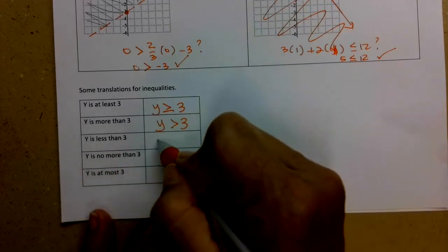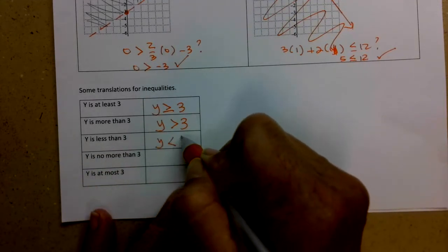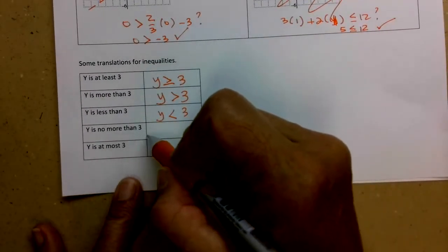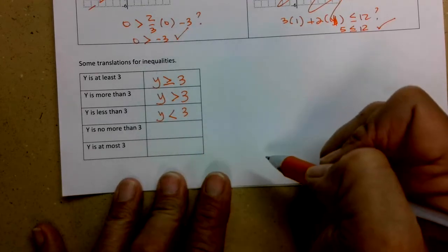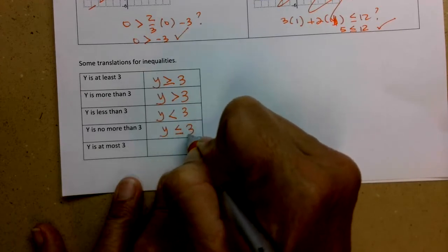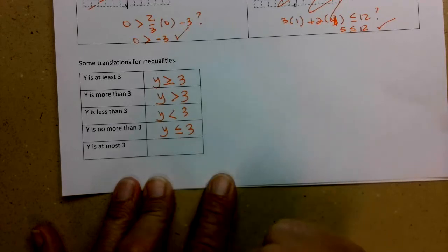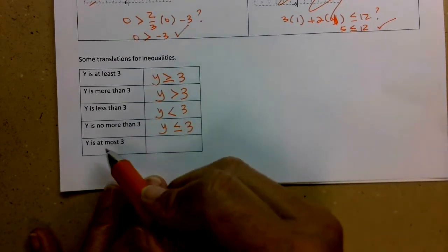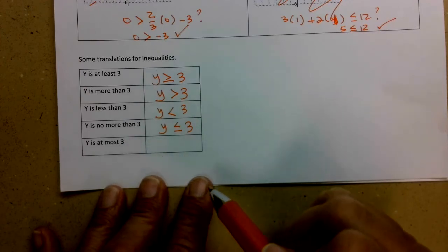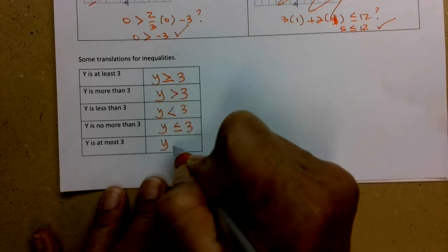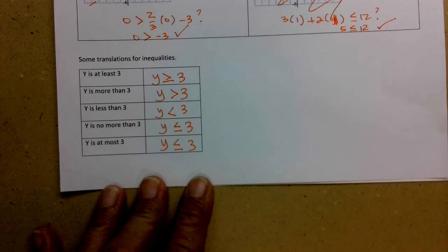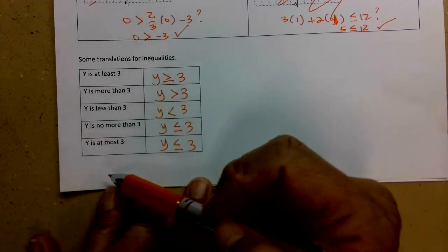Y is less than 3. So y is less than 3. It can't be 3. It has to be something smaller. Y is no more than 3. No more than 3 means it's 3 or less. 3 or less, right? Y is less than or equal to 3. And how about y is at most 3? So 3 is the biggest it can be. It's at most 3, so it has to be less than or equal to 3. So there were a lot of less thans in there. Okay, so just some, right, you want to be careful with those words.